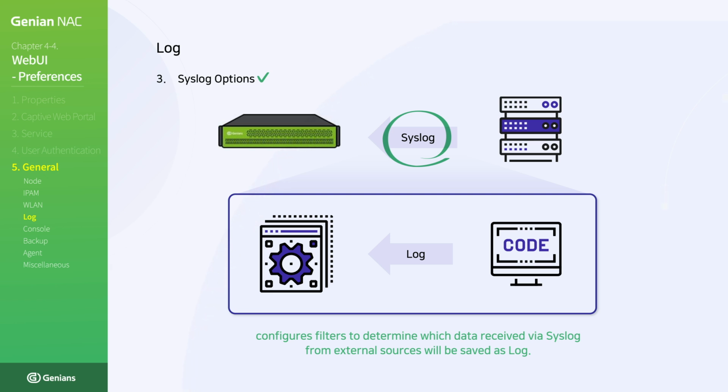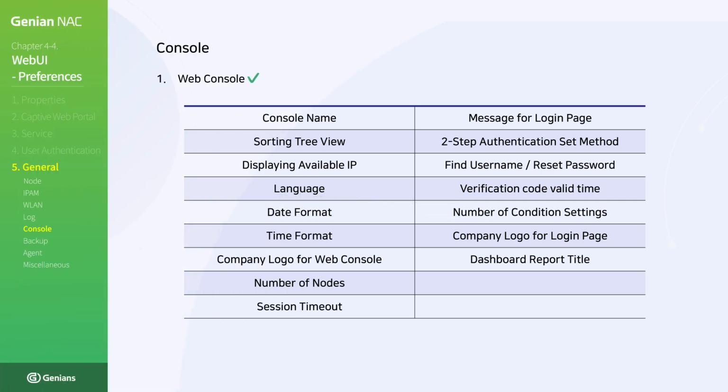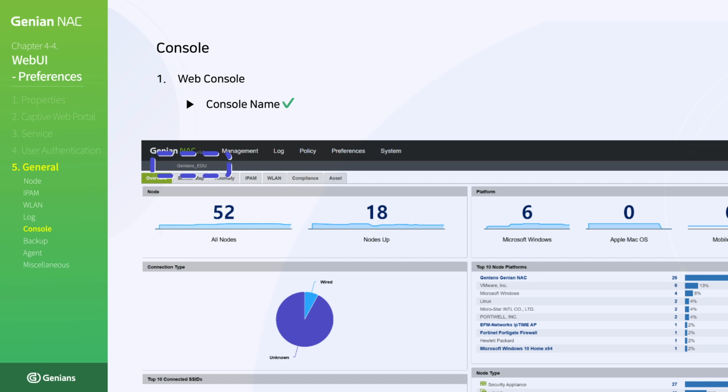The SNMP trap section allows you to configure the operation of the SNMP agent. It provides the necessary Genie and MEEPs for transmitting SNMP traps and allows you to set the community string to be used when receiving SNMP traps. The syslog options section configures filters to determine which data received via syslog from external sources will be saved as log.